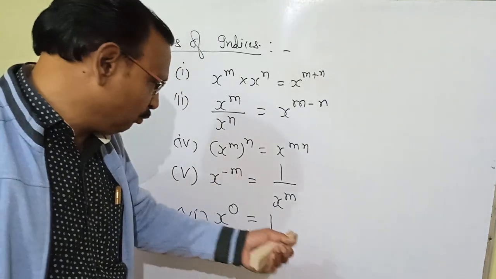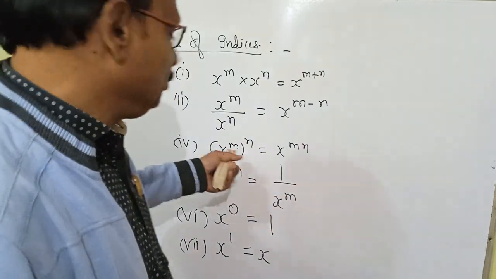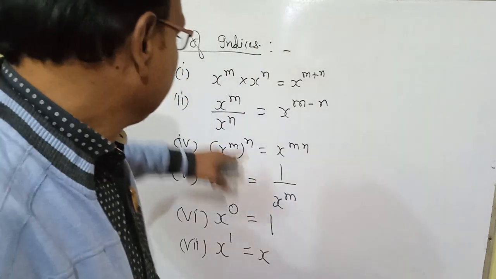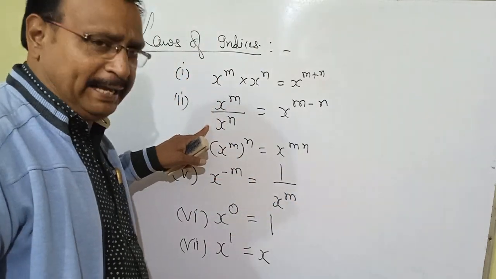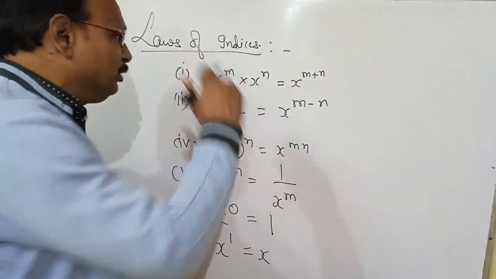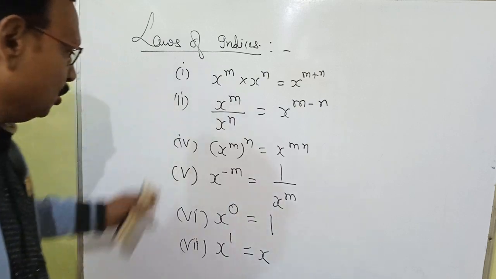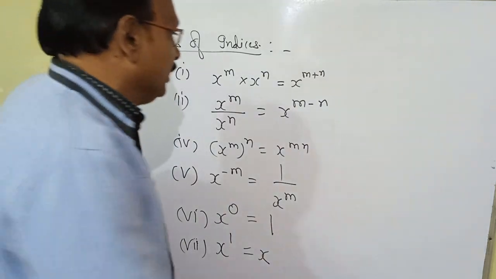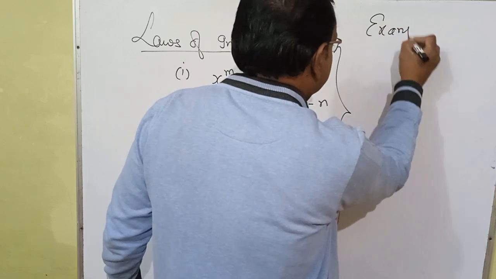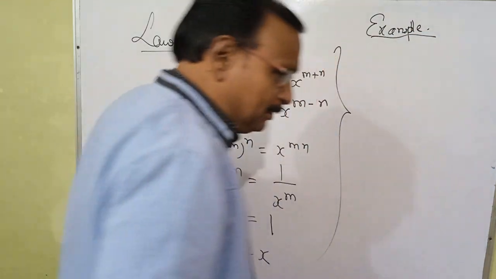x to the power 0 is equal to 1, x to the power minus m is equal to 1 upon x to the power m, x to the power m to the power n is x to the power mn, x to the power m upon x to the power n is equal to x to the power m minus n, and x to the power m into x to the power n is equal to x to the power m plus n. These are the 7 rules of indices. Here we take an example for better explanation.